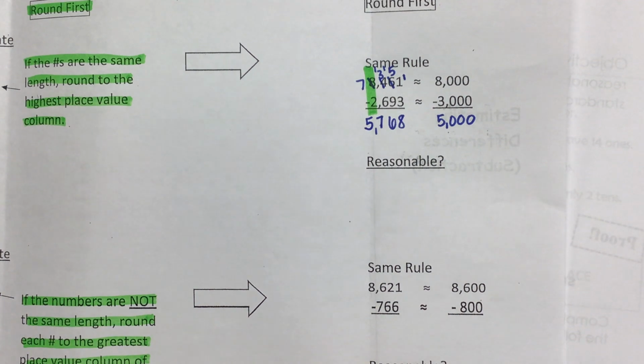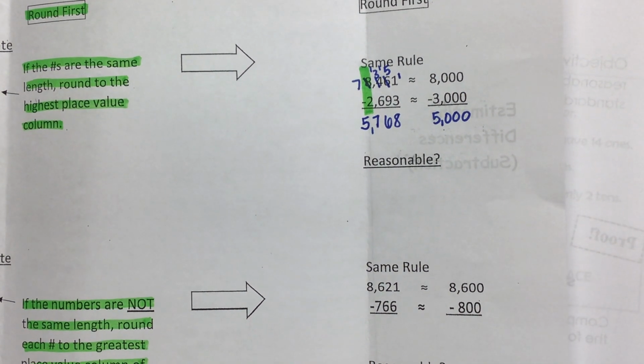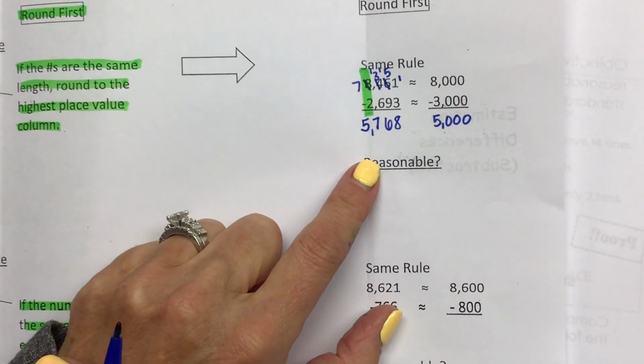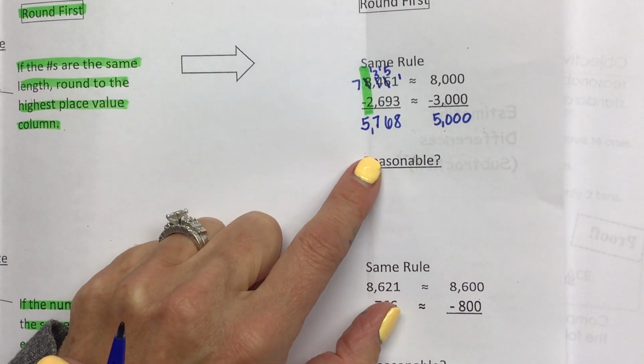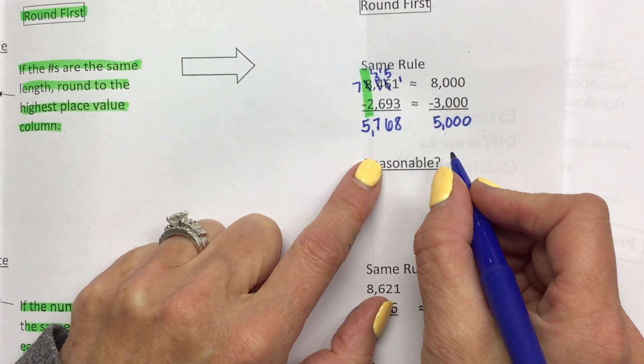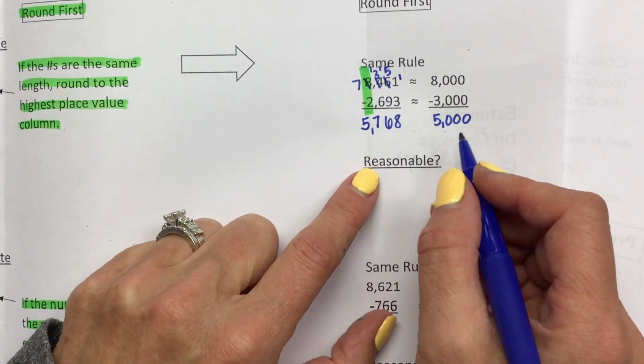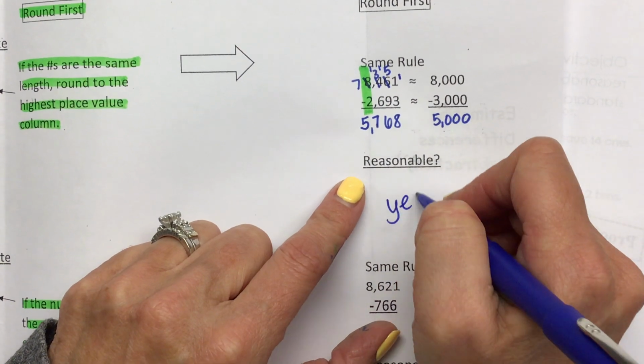Okay, what did you get when you subtracted, Avery? Okay, and that's what I got. Is that pretty close to 5,000? Yes, it's pretty close. It's not exact, but it's close.